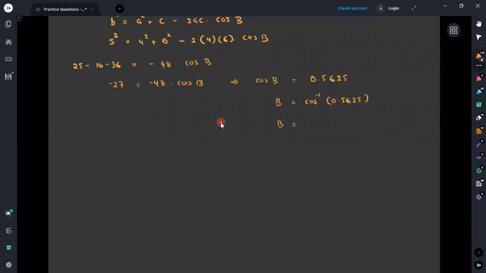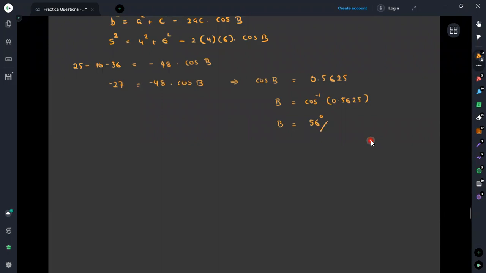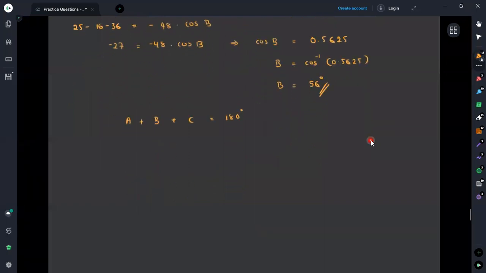If you round up, then we'll get this value as 56 degrees. Now what we know is we know two angles of this triangle. A is equal to 41 degrees and B is equal to 56 degrees. Then A, B and C add up to 180 degrees. We have already found the value of A is 41, the value of B was 56, and we are yet to find the value for C.